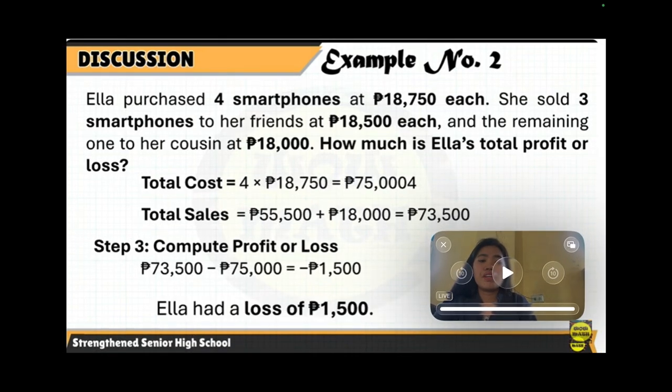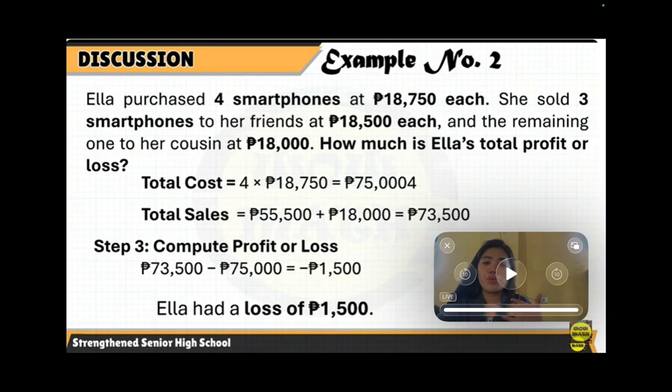So you have here, Ella had a loss of 1,500 pesos. Okay, I hope you understand example number 2. So now we had an example for the first time about loss.